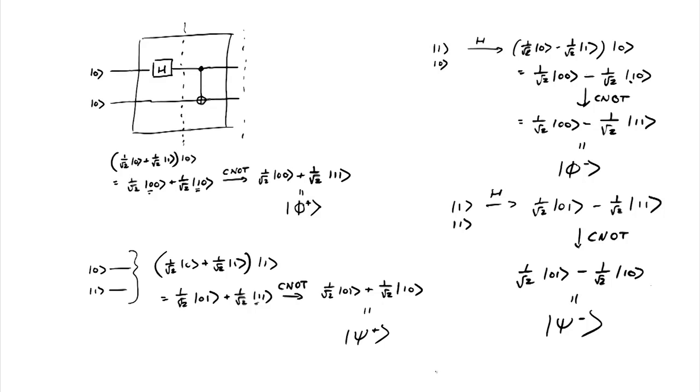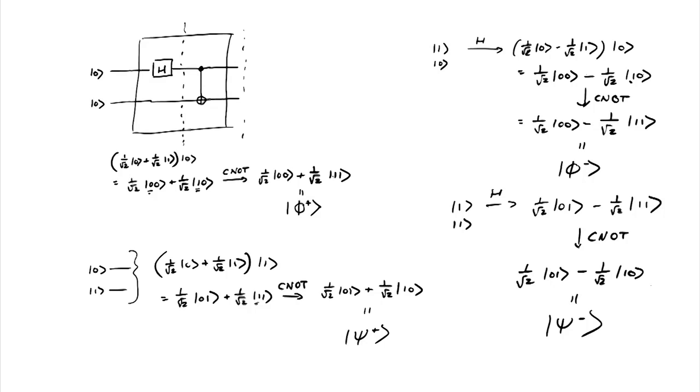Okay, so now these 4 states are called the Bell basis states. They form an orthonormal basis for the 4-dimensional complex vector space of 2 qubits. How do you see that they're orthonormal? Well, one way you can do it is by computing their inner products and checking that they are 0.